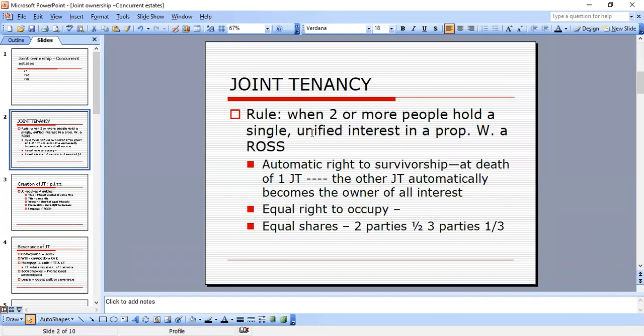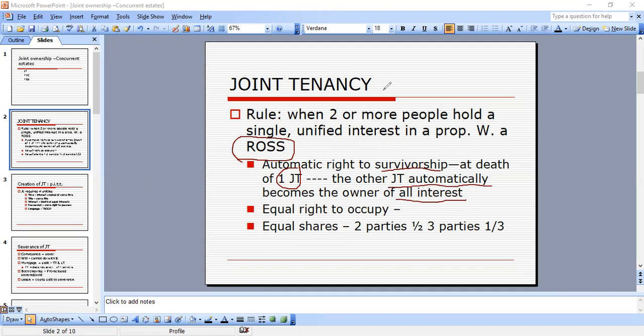Joint tenancy rule: when two or more people hold a single unified interest in a property with a right of survivorship. Very important on MBEs, this right of survivorship. You need to know when it's severed and so forth. Okay, I'll talk about that. Now, they have an automatic right to survivorship. So at the death of one of the JTs, the other JT automatically becomes the owner of all the interest.